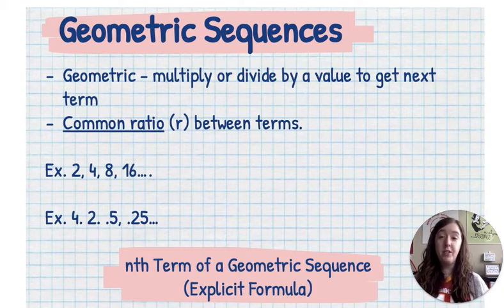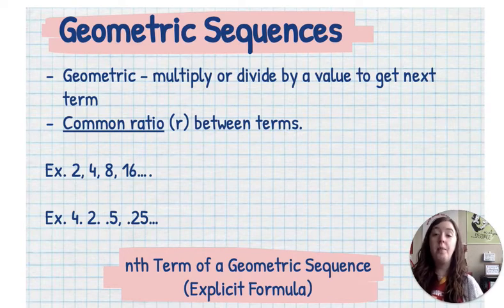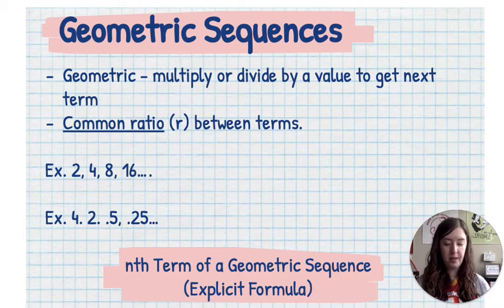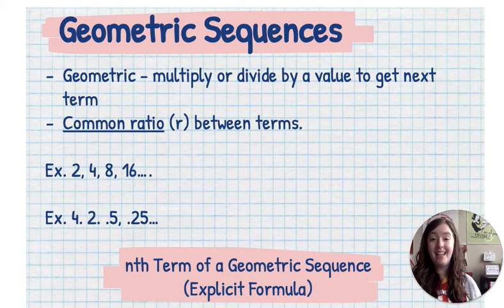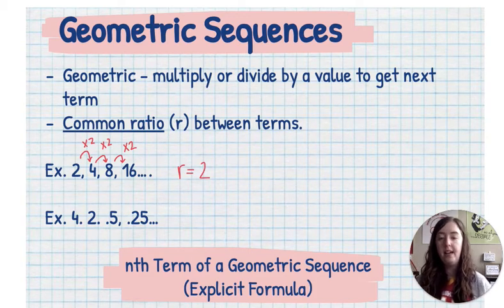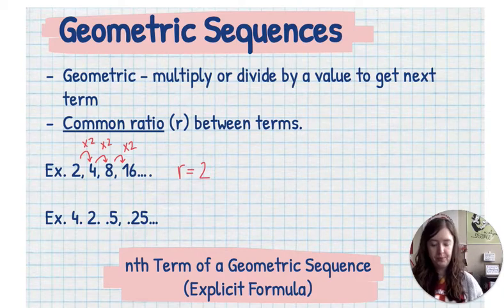So in geometric sequences, since we're multiplying or dividing by a number to get the next term, the common ratio is the number that you have to multiply by to get the next number. Like when we're looking at 2, 4, 8, 16, and so on, every time I had to multiply by 2. So since I had to multiply by 2 every time, my common ratio is going to be 2.